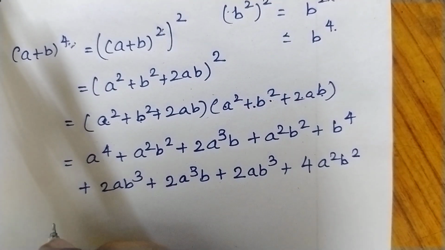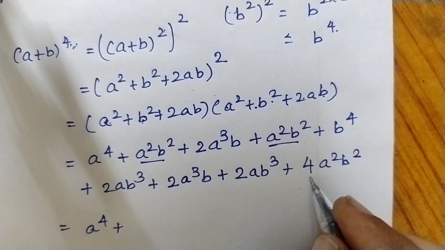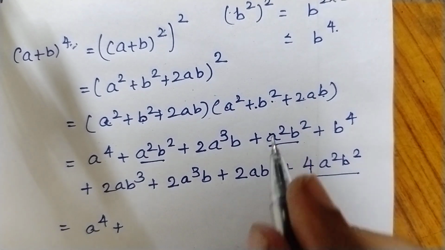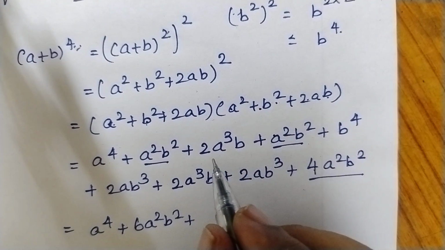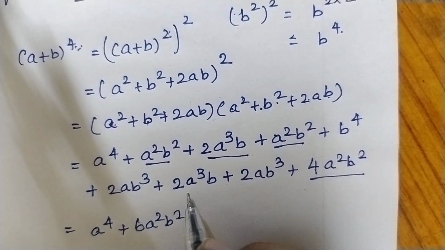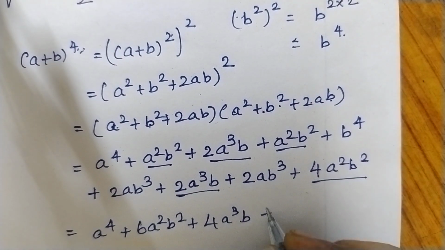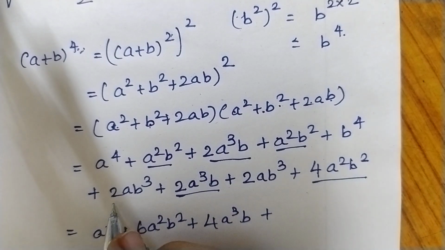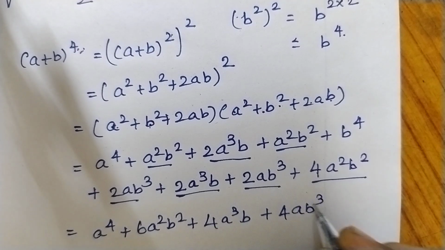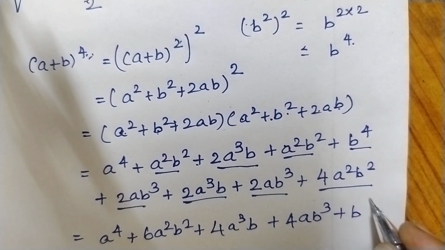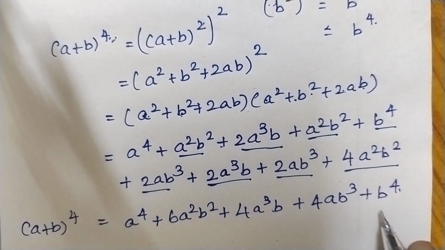So now we are going to add everything. So A power 4 plus A square B square, A square B square, 4A square B square. 4 plus 1 is 5, plus 1 is 6. So 6A square B square plus, sorry, 2A cube B, 2A cube B becomes 4A cube B, plus 2AB cube, 2AB cube becomes 4AB cube, plus B power 4. So now we found that A plus B the whole power 4 is equal to this value.